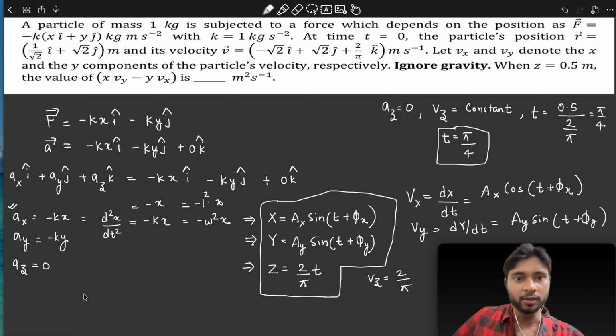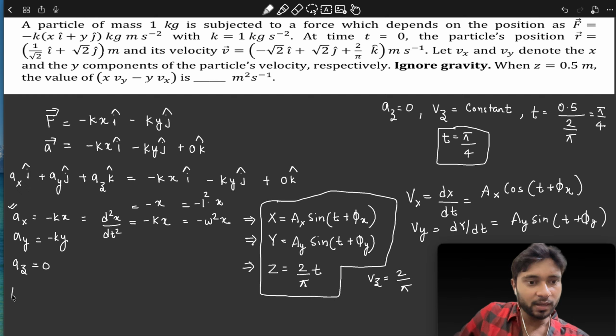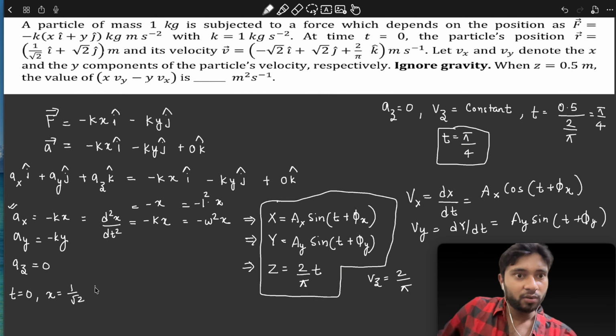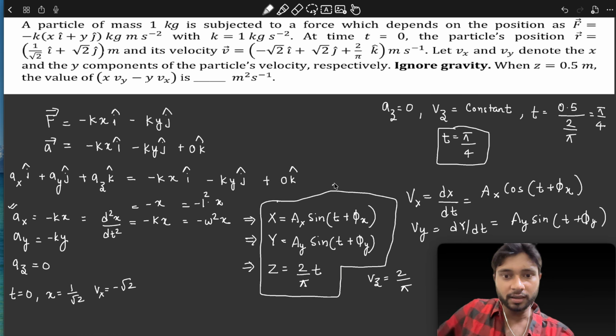So let's do the calculation. What do we have to calculate? We have to calculate x, vy, y, vx at t equal to pi by 4. Before getting this, we should know the values of ax and phi x, ay and phi y. So let's see, at t equal to 0, the x coordinate was 1 by root 2 and vx was minus root 2. Let's put t equal to 0 here and here and see.